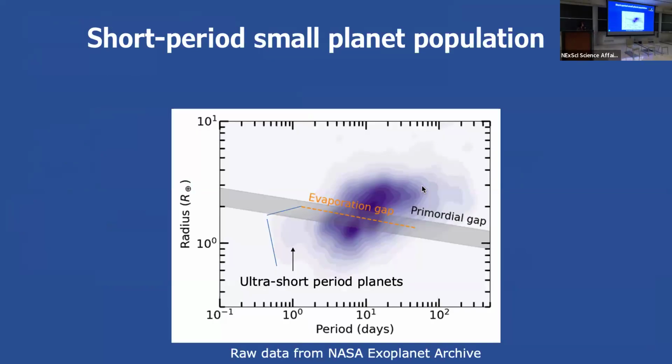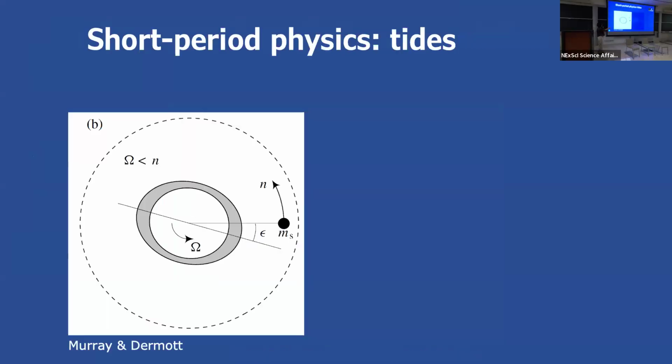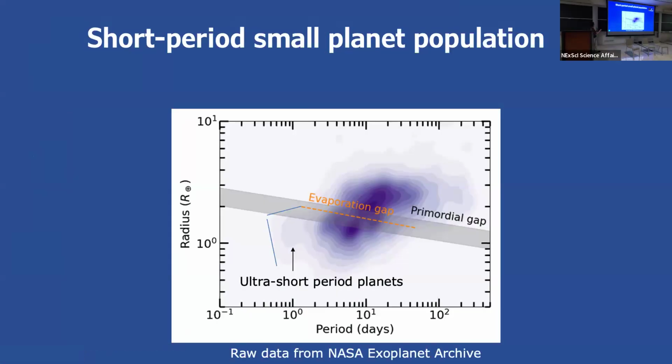All right. So what about the remaining two physics, tides and the magnetic fields? When we take a look at the really short orbital periods, around a day or inside, we call them ultra short period planets. You can see already that, especially if you take a look at the upper envelope, it does not follow the evaporation. There's something else going on.